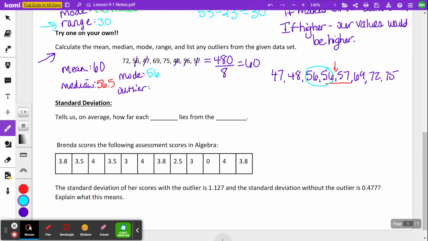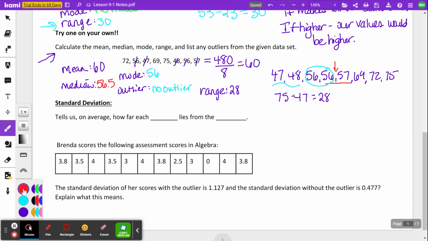And there really isn't an outlier here. We've got 40s, we've got 50s, we've got 60s, and 70s. So no outlier here. Last part, I almost forgot, is the range. The range would be 75 minus 47, so 75 minus 47 gives you 28. Hopefully those are the same numbers that you got.